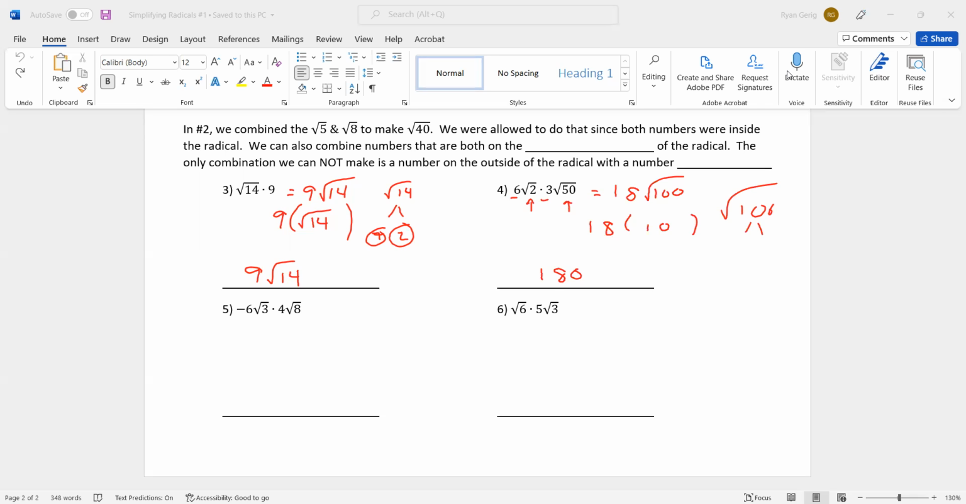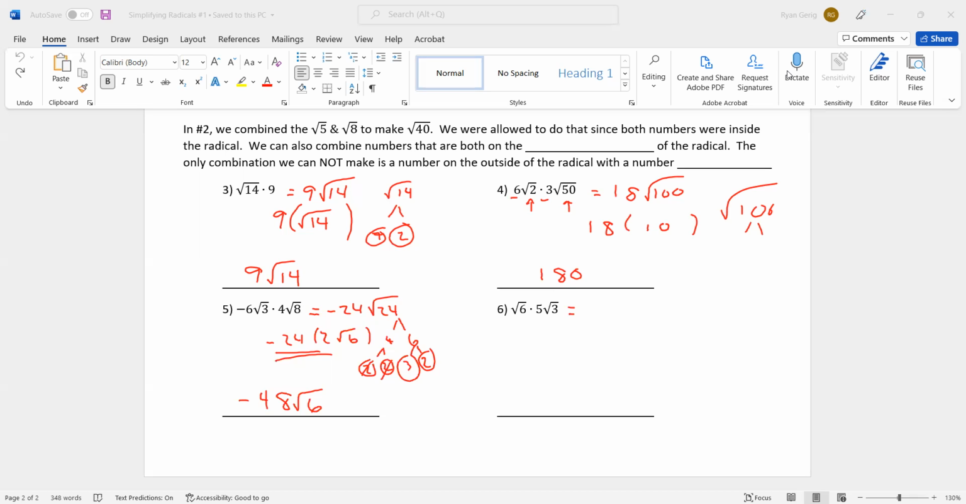Number 5, same as number 4, I'm going to multiply the outside stuff. Negative 6 times 4 is negative 24. We're going to multiply the inside stuff. 3 times 8 is also 24. I'm not going to worry about the negative 24 yet. It's already on the outside. I'm just going to focus on 24. It's 4 and 6. 6 is 3 and 2. 4 is 2 and 2. So I've got a pair of 2s. That's a 2 on the outside. I've got a 3 and a 2 that are not paired. Those get put back together to make 6 on the inside. So now I have 2 numbers on the outside. I'm going to multiply those together. I get negative 48 radical 6.